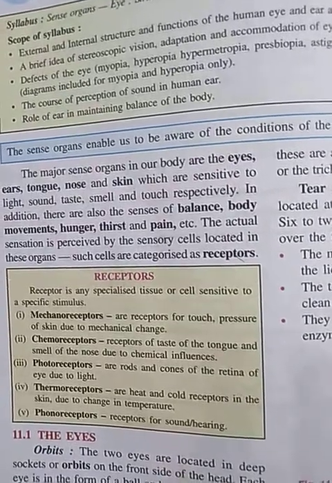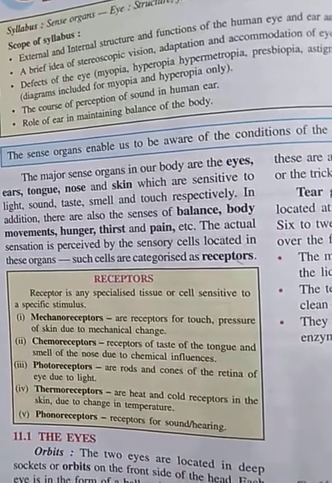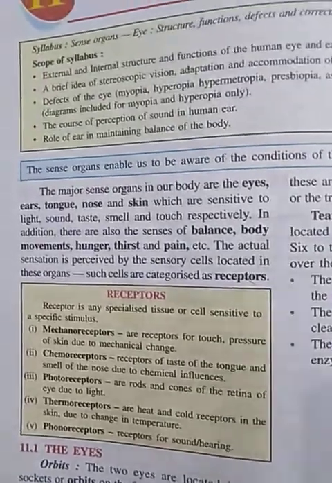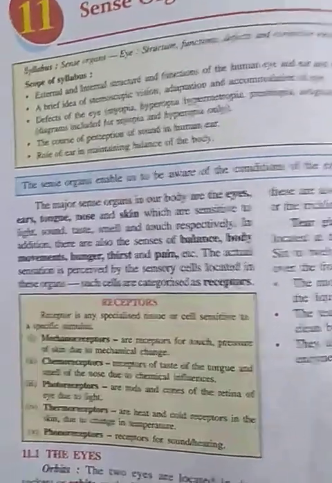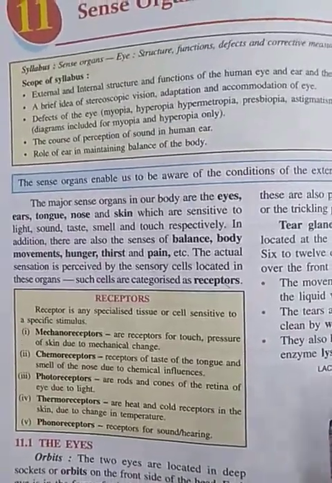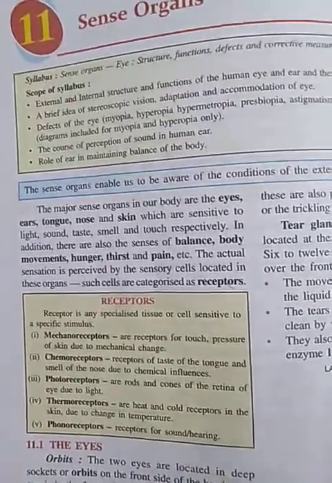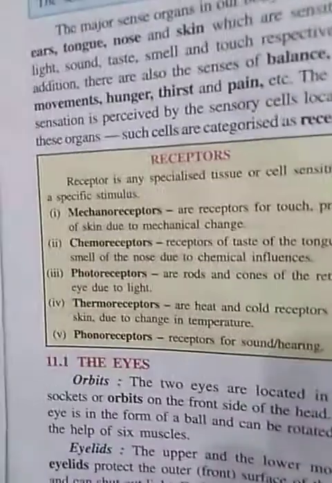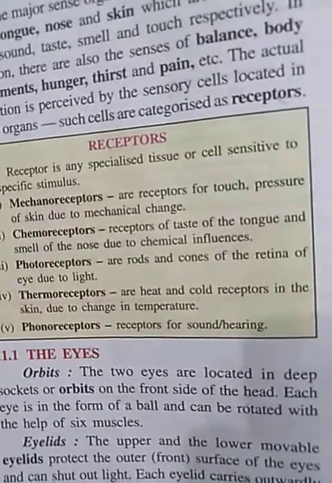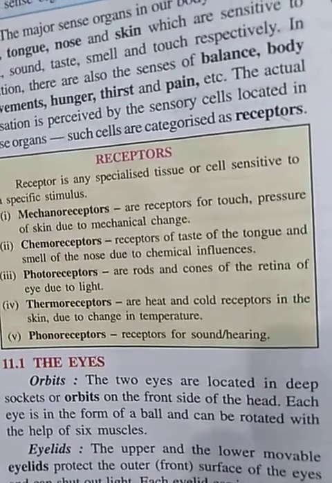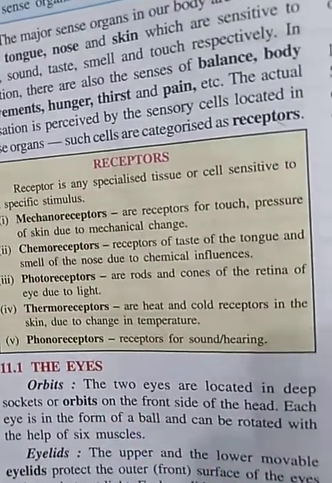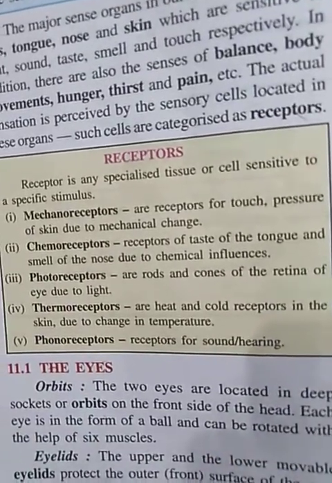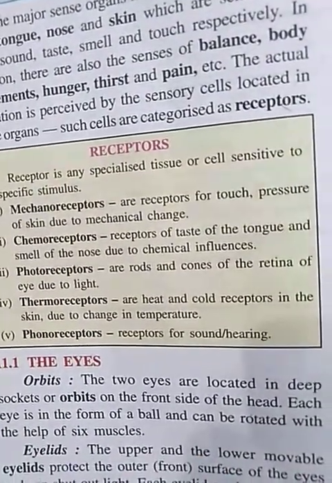Now students, we will discuss the main sense organ of our body, which is the eyes. All organs are special organs, sense organs, but here we discuss the eyes. Now eyes are located in deep sockets on the front side of the head. And these deep sockets are also known as the orbits. Each eye is in the form of a ball and can be rotated with the help of 6 muscles.